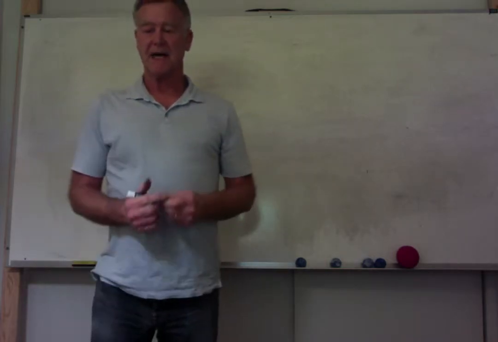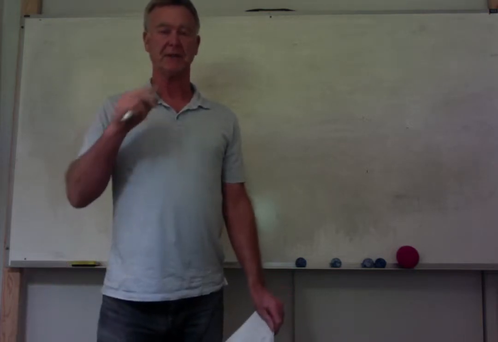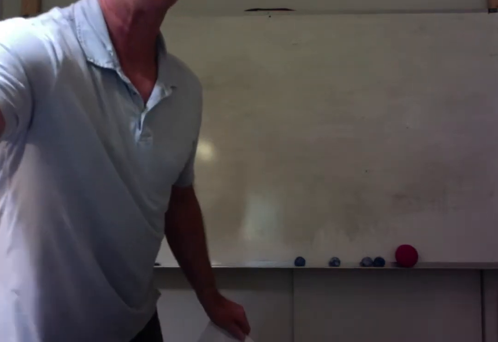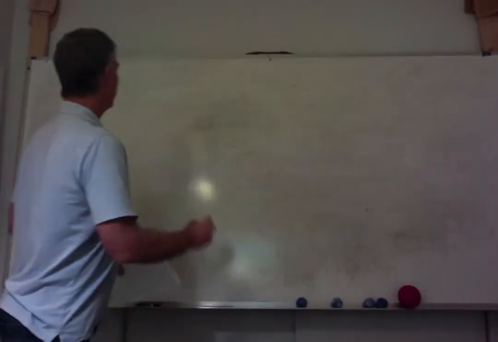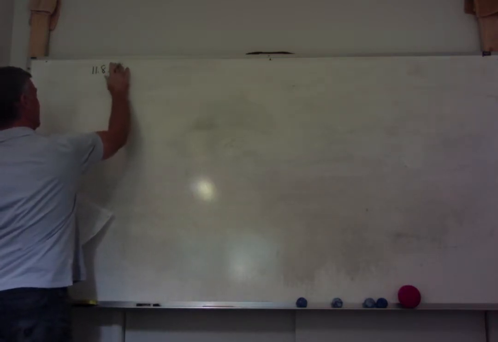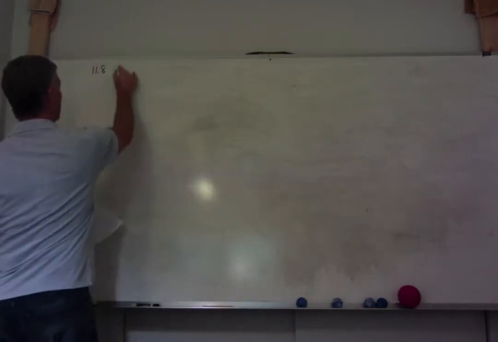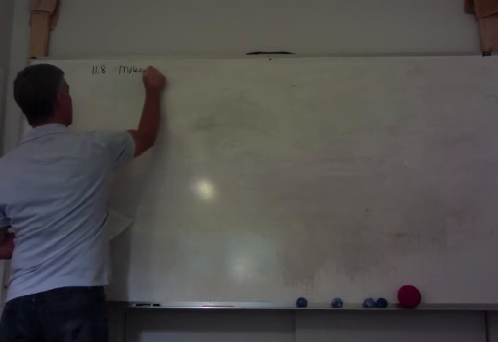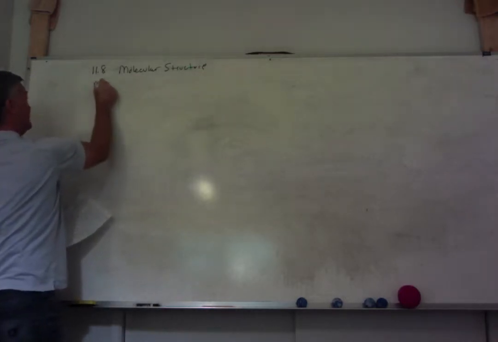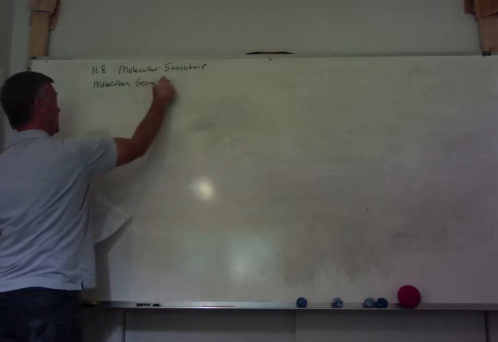Okay, this is an introduction to the last thing that we're going to do in chapter 11 of chemistry, and it has to do with molecular geometry. This is actually 11.8, but I'm really introducing 11.8 through 11.10, but we'll leave it at that. 11.8 is entitled Molecular Structure. And what we're going to be doing is learning about molecular structure, or it's sometimes called molecular geometry.